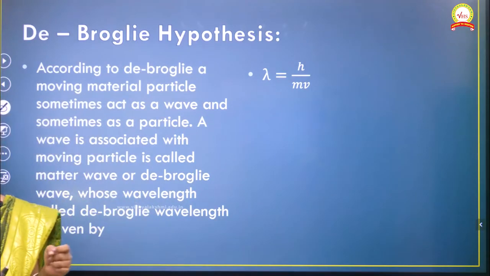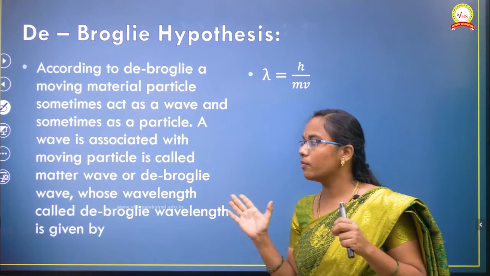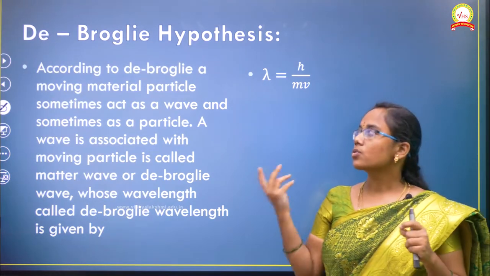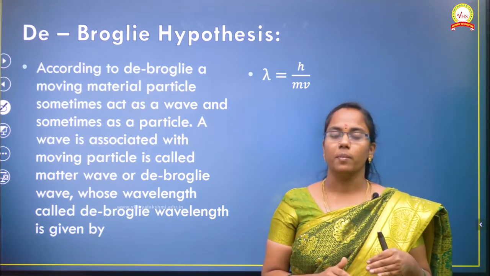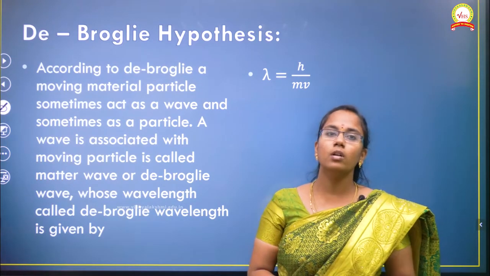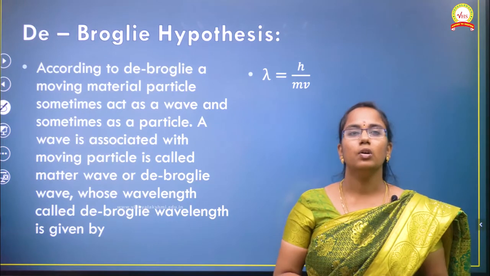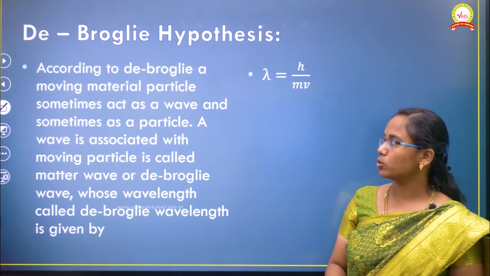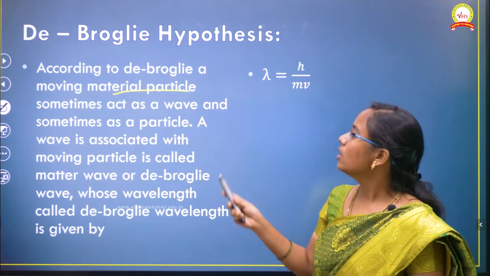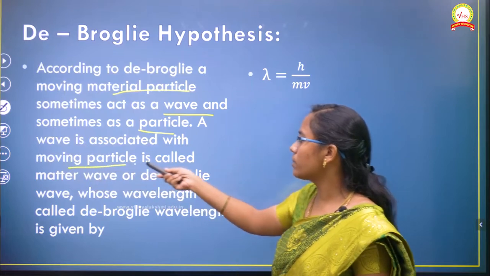Then, based on de Broglie's hypothesis. We have now seen that light can exhibit a waveform, right. De Broglie's hypothesis is actually the reverse of it. He says, nature loves symmetry. If light can behave as a particle, why not a particle behave as a waveform? That's de Broglie's hypothesis. According to him, a moving material particle sometimes acts as a wave and also acts as a particle. So a wave is associated with a moving particle, he says.